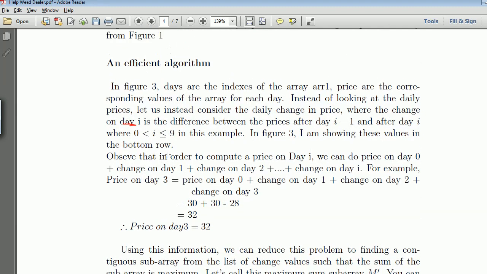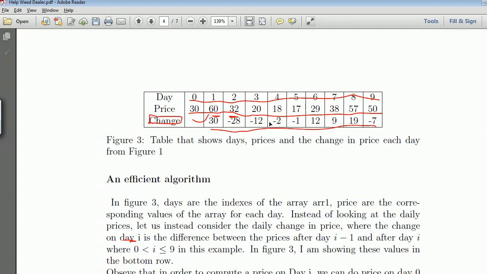one thing you need to observe is, let's say if I want the price on day 6. Okay, yes, I can get it from array of 5, right? I can grab this 5th index value from the array, which is 17, right? But I could also do this. I can grab the 0th value 30 and add all of these, right?